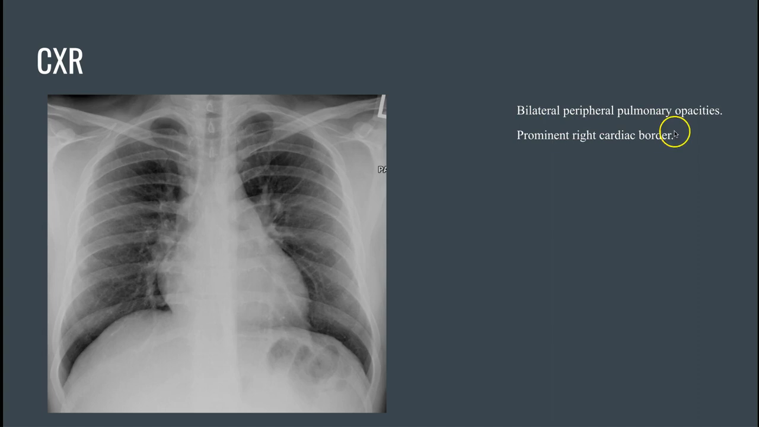This is his chest x-ray. It shows bilateral peripheral pulmonary opacities. There's a prominent right cardiac border as well. So this is a little concerning as well.